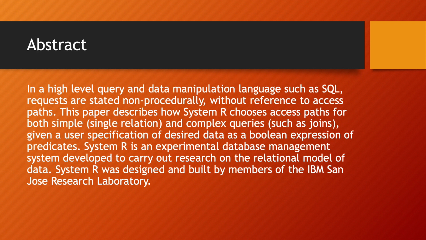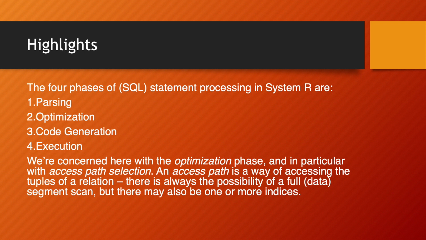In a high level query and data manipulation language such as SQL, requests are stated non-procedurally, without reference to access path. The paper describes how System R chooses access paths for both simple, that is single relation, and complex queries such as joins, given a user specification of desired data as a Boolean expression of predicates. System R is an experimental database management system developed to carry out research on the relational model of data. System R was designed and built by members of the IBM San Jose Research Laboratory.